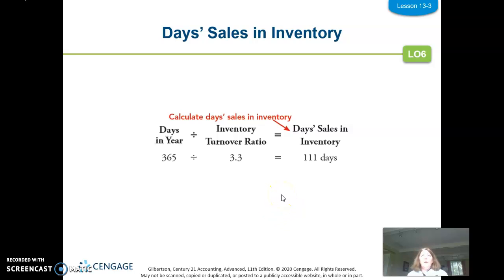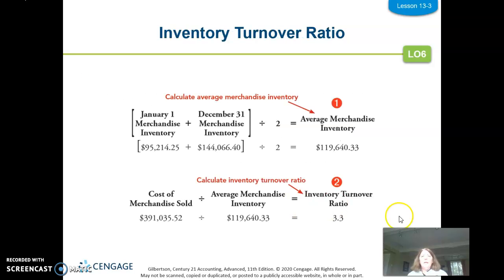So for this company, Forrest, in the book, it talks about the standard being 3.3 to 3.6 on the inventory turnover ratio. And that means that they're right at the bottom of that range, so they're okay. They're not great, they're okay.